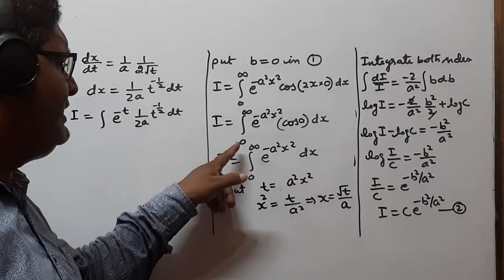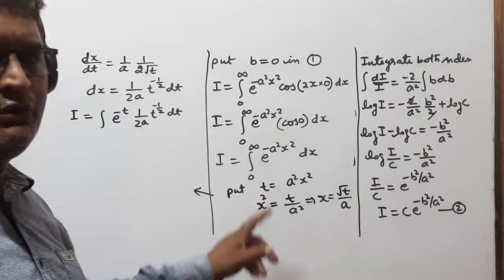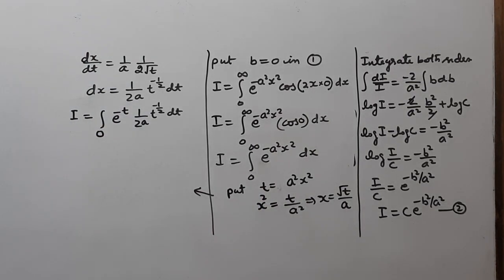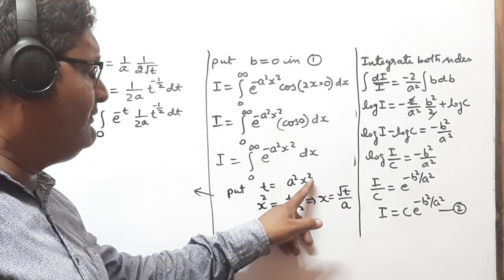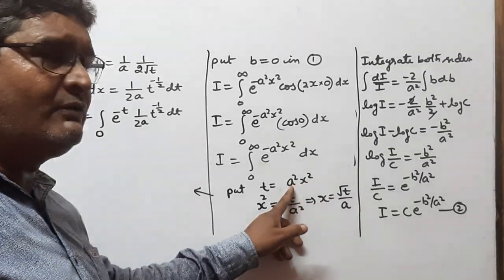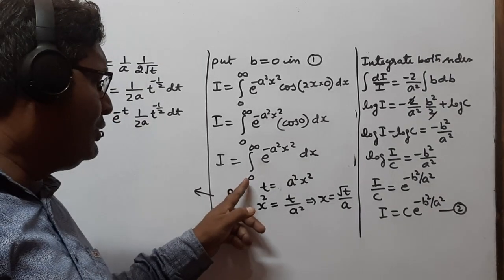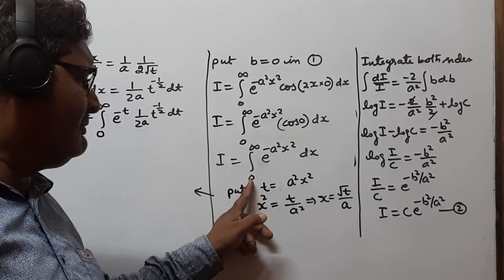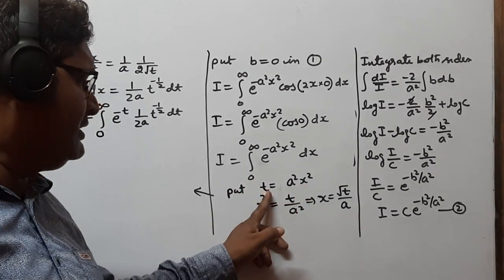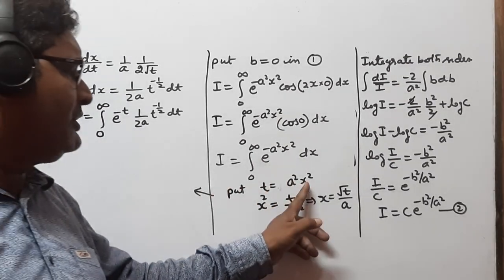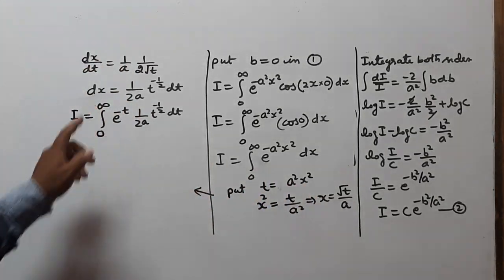You can see that when we take the lower limit x equal to 0, we get t equal to 0, so the lower limit is also 0. When we put the upper limit infinity in place of x, we get infinity square, that is infinity, and infinity multiplied by a square is also infinity. So t is equal to infinity. The lower and upper limits do not change, because when we put x equal to 0 we get t equal to 0, and when we put infinity we get infinity.